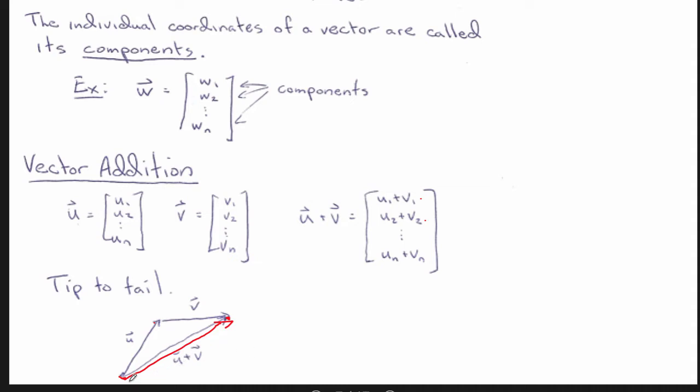Notice also that if I went in the other direction, so if I did v first and then u, up to how good I can draw using a mouse, that's also going to take us to u plus v. So you can visually see that v plus u is equal to u plus v. And we call this the parallelogram rule.